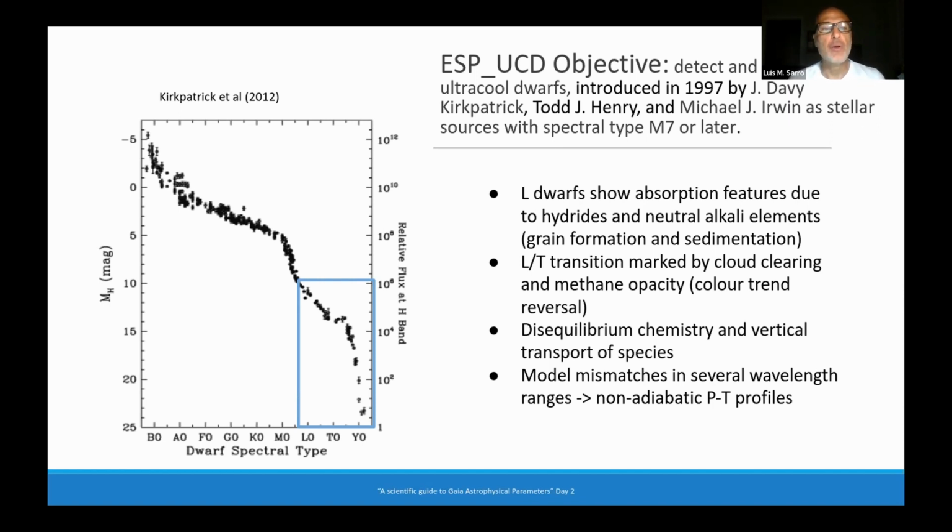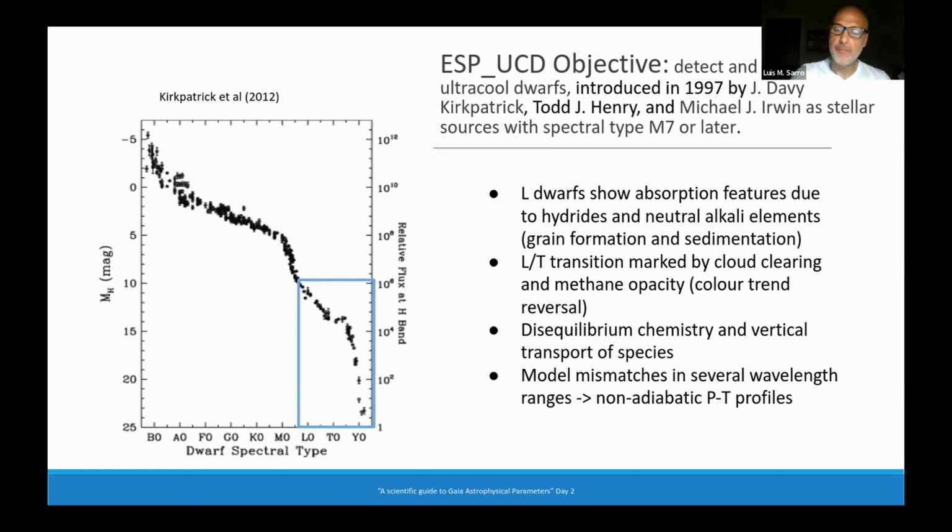And then I point out that there are a couple of elements that are important in interpreting the spectra of these ultra-cool dwarfs. One of them is disequilibrium chemistry and the vertical transport of species. And also that the mismatch between theoretical spectra and observations is telling us that we have non-adiabatic pressure temperature profiles in these sources.